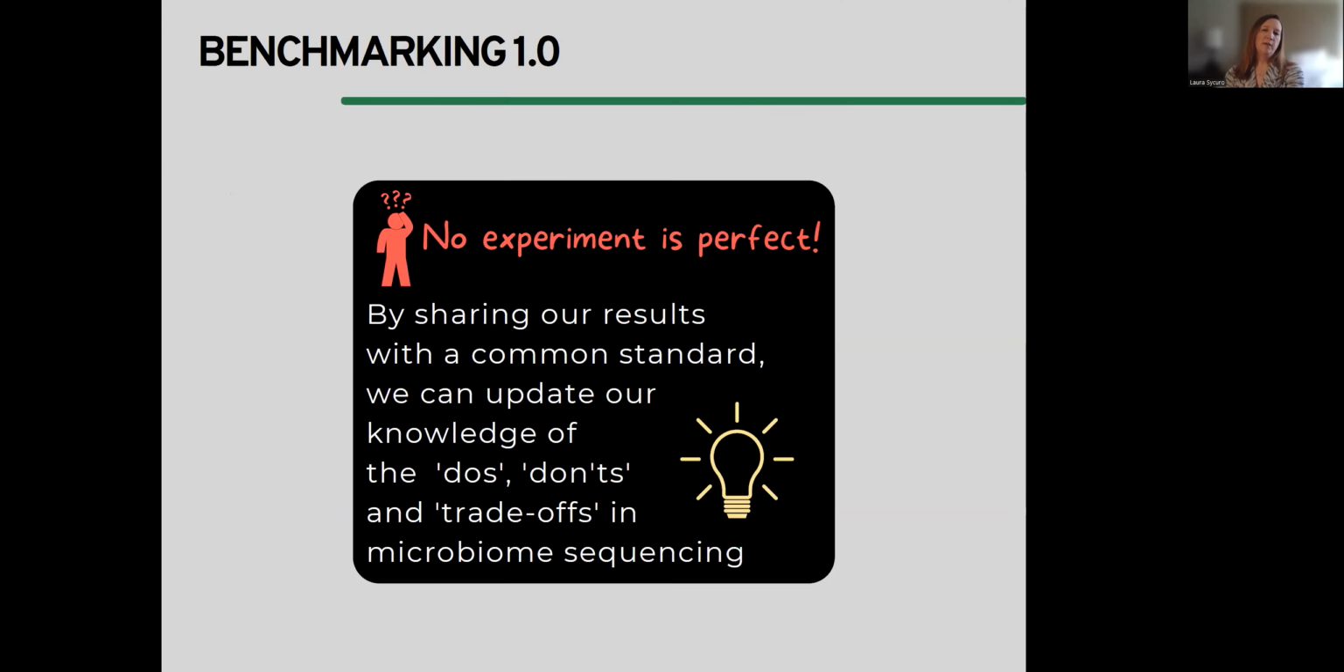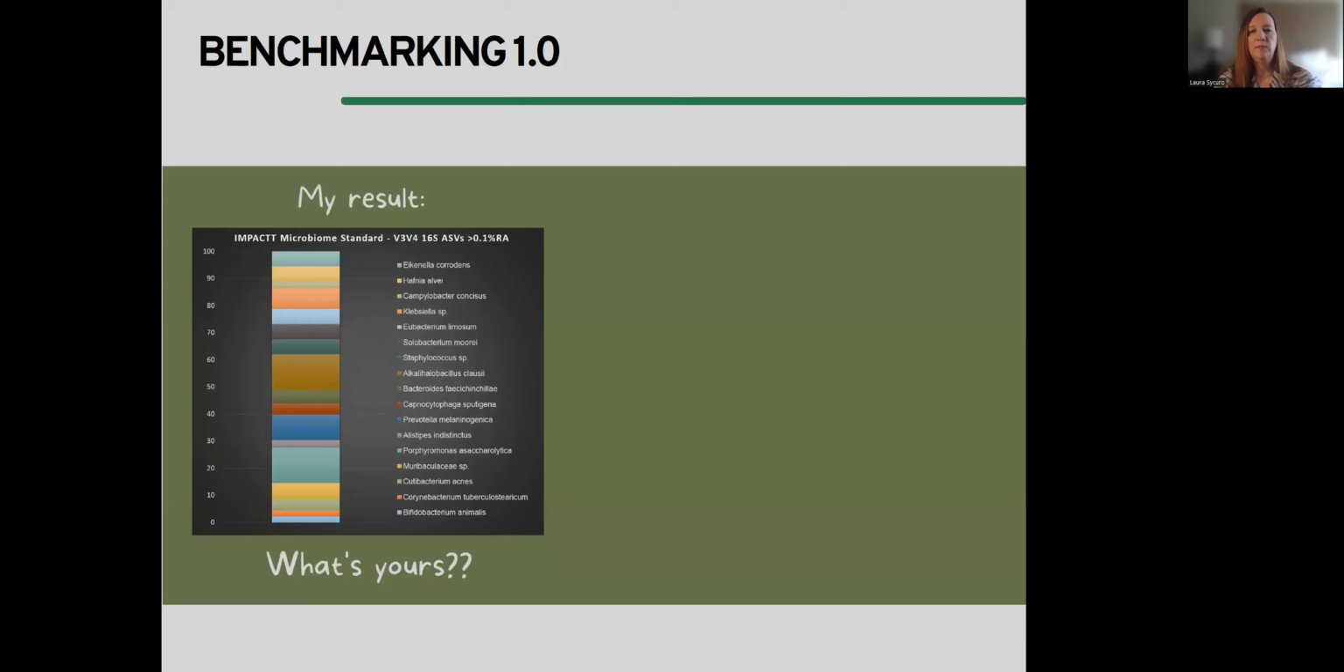And then for the benchmarking, we all know that no experiment is perfect, and we really can't escape some degree of methodological bias. But by sharing our results with this common standard, we hope that we can update our knowledge of the do's and don'ts, of which we've learned a lot over the last decade, 15 years in microbiome sequencing. And really what it comes down to today is a set of trade-offs, and also newly available methodological options, new kits, vendors. And so maybe we can just collectively update our information about what's working and what's minimizing bias.